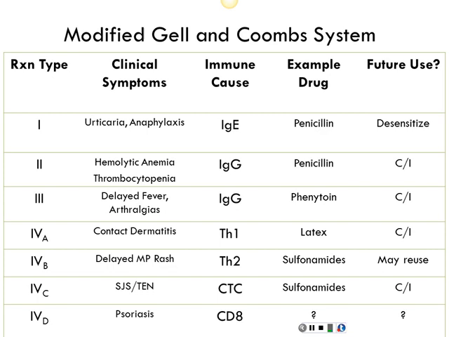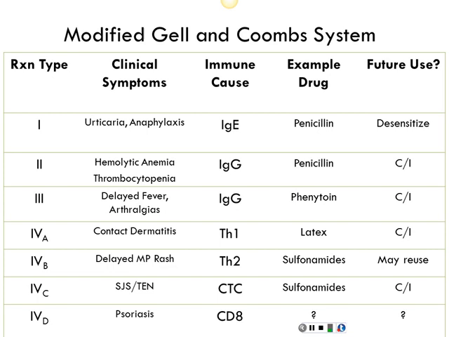Those are type 4C allergic reactions, and it's primarily with sulfonamides that we're concerned about those. So Bactrim is the main thing we're concerned about there. Those would be contraindicated for reuse, obviously. So you can see the future use question mark column over there.